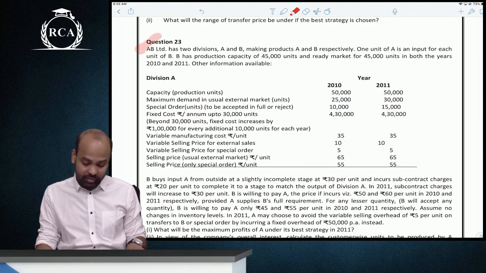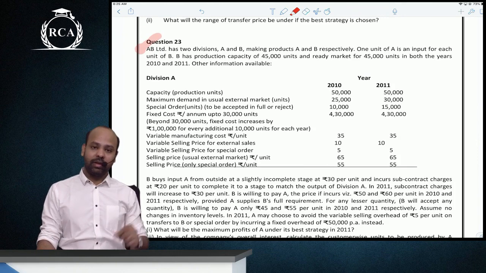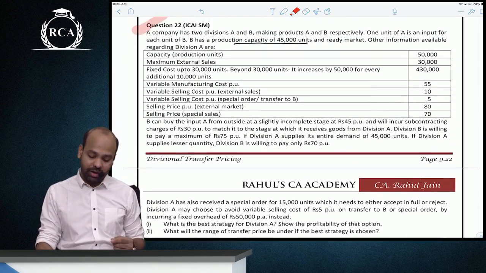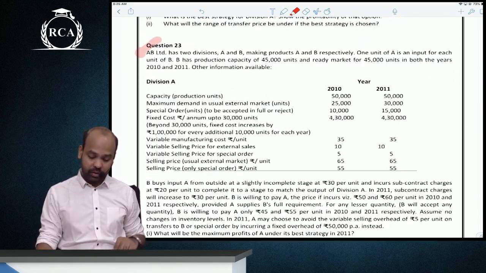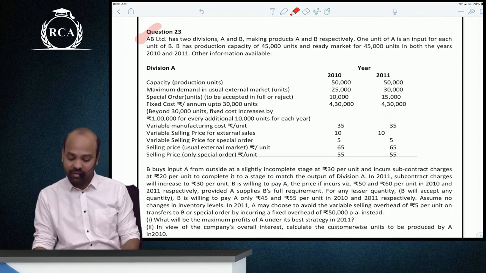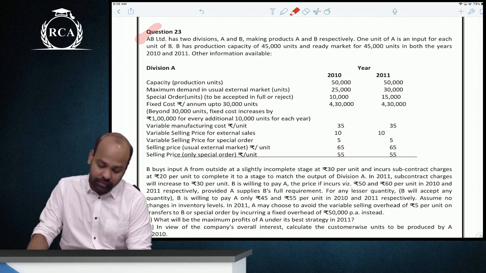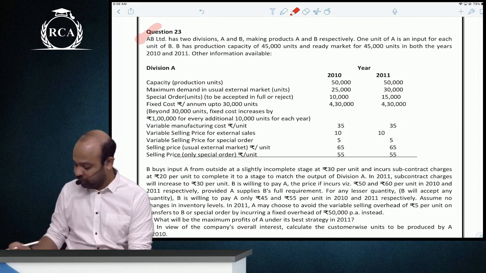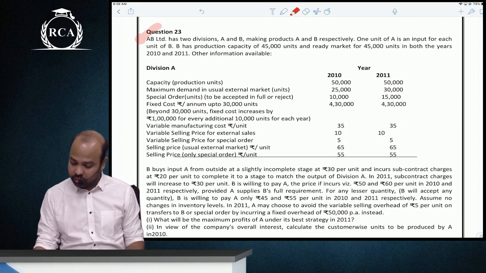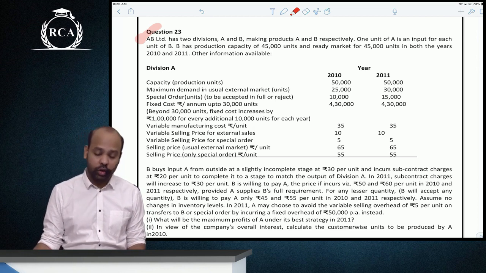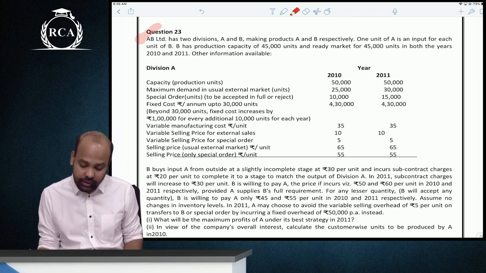Actually, question number 23 came in the examination. A simplified version of this became your ICAI study material question. This 23rd one is an old syllabus question, that is, I've included that as well. AB Limited has two divisions, A and B, guys. One unit of A is an input for one unit of B.